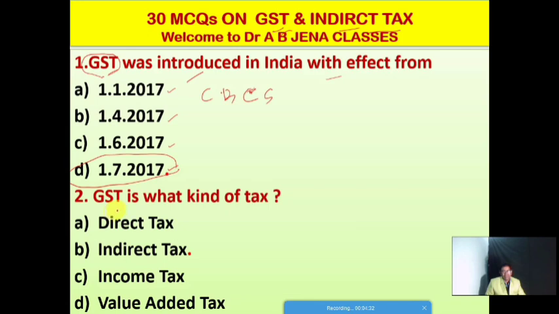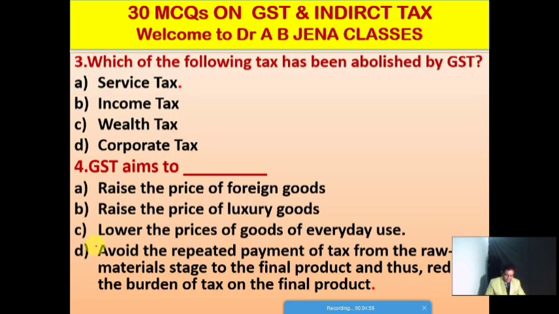Second MCQ: GST is what kind of tax? Option A, direct tax; option B, indirect tax; option C, income tax; option D, value added tax. Option B is the right option. GST is an indirect tax.